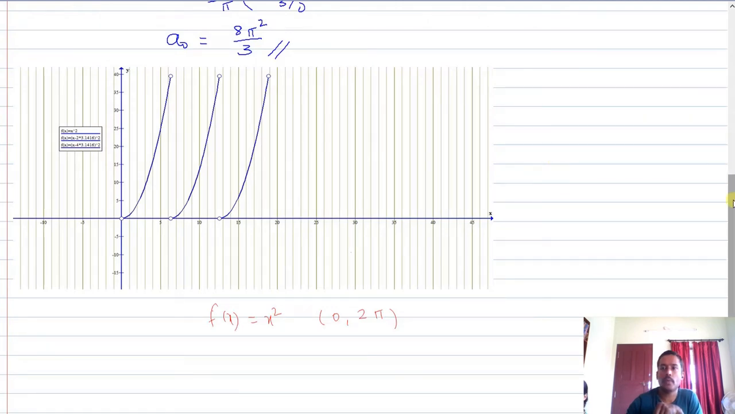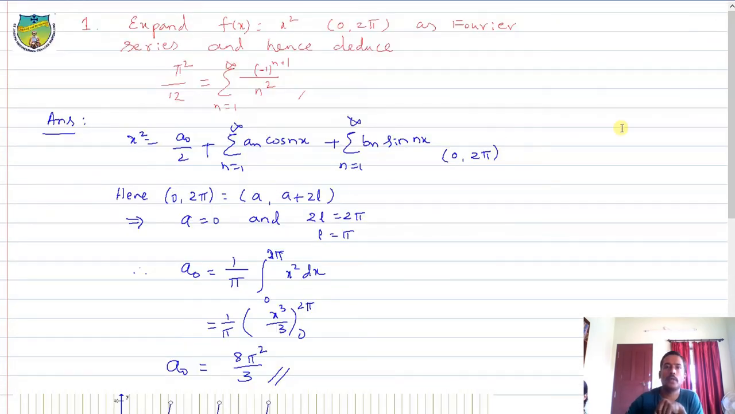So let us take a problem. f of x equal to x square defined between 0 to 2 pi, expand as a Fourier series, and also I have to prove that pi square by 12 is the sum of minus 1 power n plus 1 by n square, n from 1 to infinity. Okay. So we shall start with, we have to write everything: a0 by 2 plus an cos nx plus bn sin nx, 0 to 2 pi.